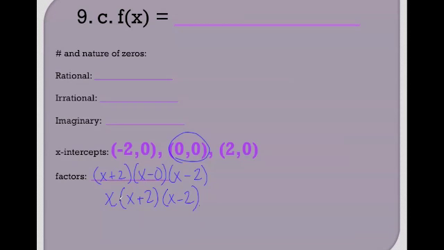So I know my roots. I can see my roots are all rational. Negative 2, 0, and 2. None, none. To multiply this out, if I multiply x plus 2 times x minus 2, I get x squared minus 4. And then I still need to multiply through by the x, so that gives x cubed minus 4x for my polynomial.